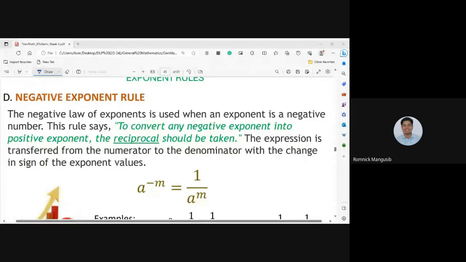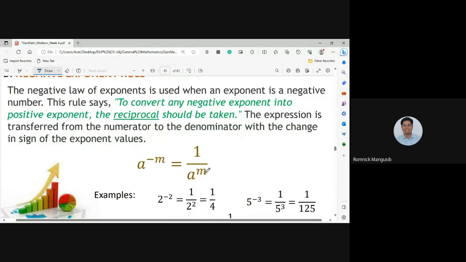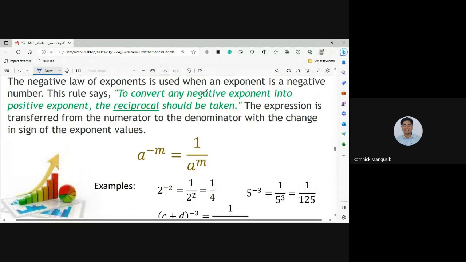Rule, as I've said, dapat bantayan nyo talaga itong zero exponent rule. Negative exponent rule. Basta negative ang exponent, magiging fraction siya. Tingnan nyo yung naka-green. To convert any negative exponent into positive exponent, the reciprocal should be taken. Reciprocal. Okay? That is why may 1 na dito divided by a raised to m. At mapapansin nyo from negative m, magiging positive m na siya.